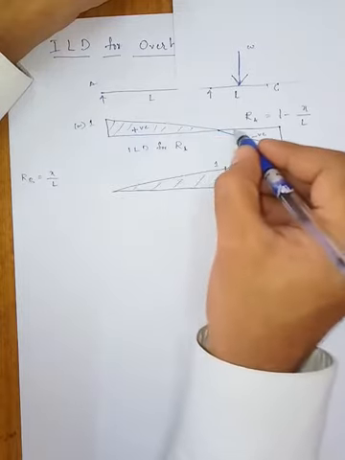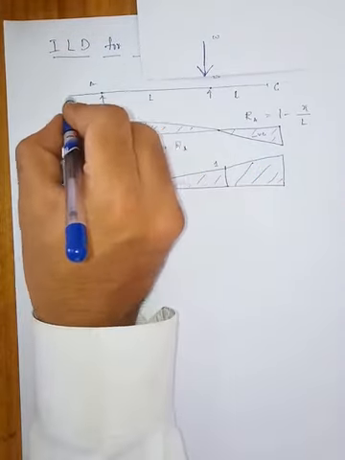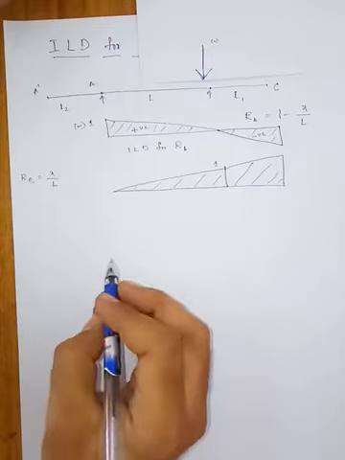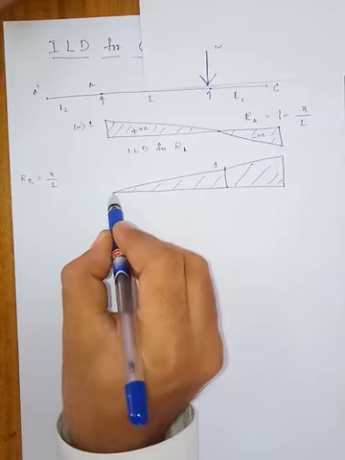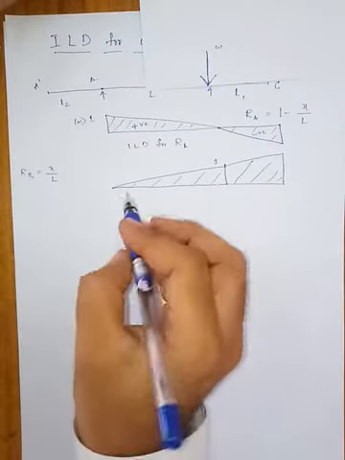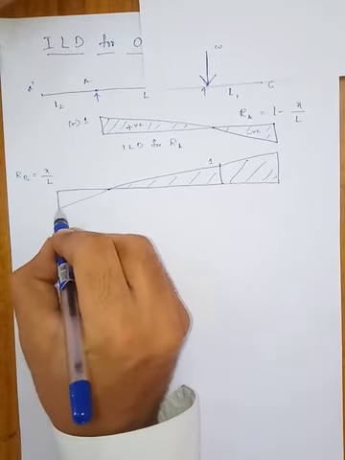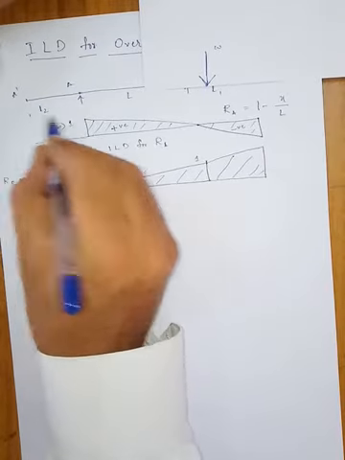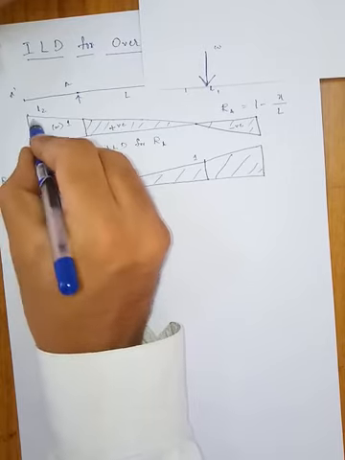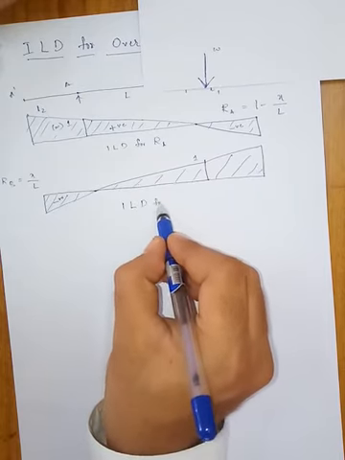Suppose I extend this beam onto the left side as well. I'll call this A dash, this is L1, and this is L2. Here also it is the same but opposite in nature, a mirror image occurs. For RB, if the load is beyond A, it becomes negative. Here it becomes more than 1. It increases. This is the ILD for RB.